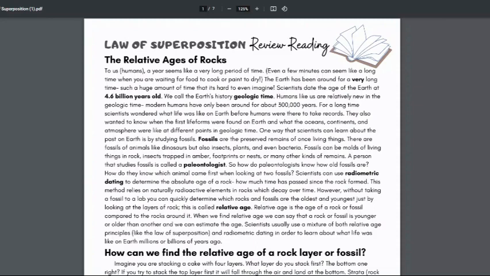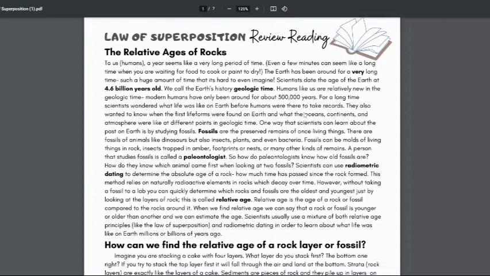All right, here's that reading as promised. Law of superposition, review reading. The relative ages of rocks.